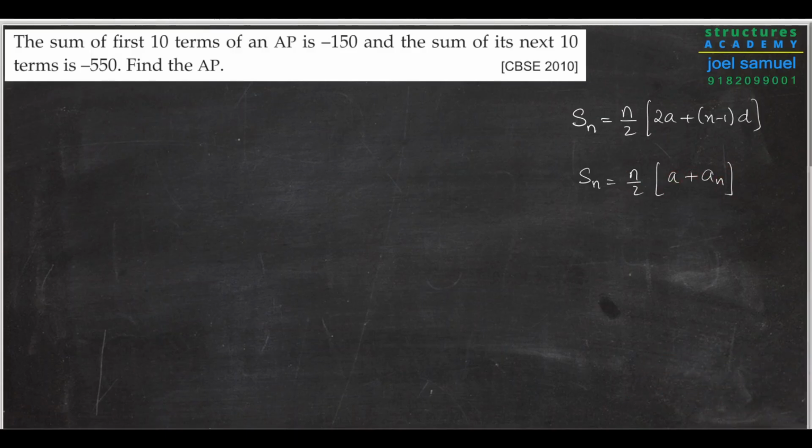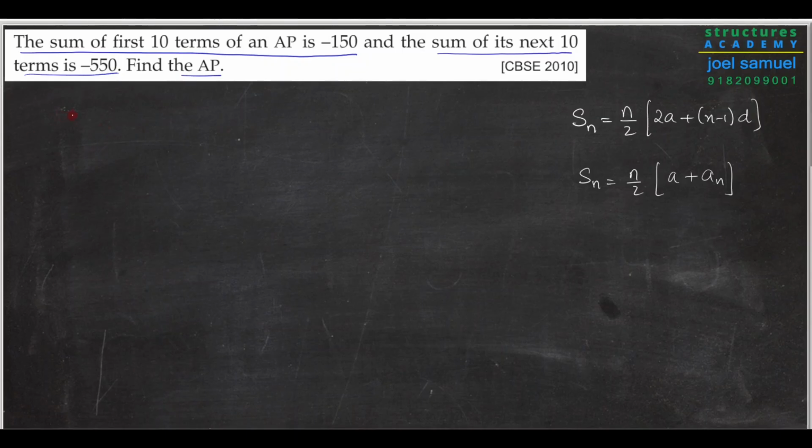Now, when we know the nth term, this is the relevant equation that we need to follow. And if there is no information about the nth term, we can find the sum of n terms using this expression. Okay, let's take stock of what this question is all about. The sum of the first 10 terms of an AP is minus 150, and the sum of its next 10 terms is minus 550. Find the arithmetic progression.